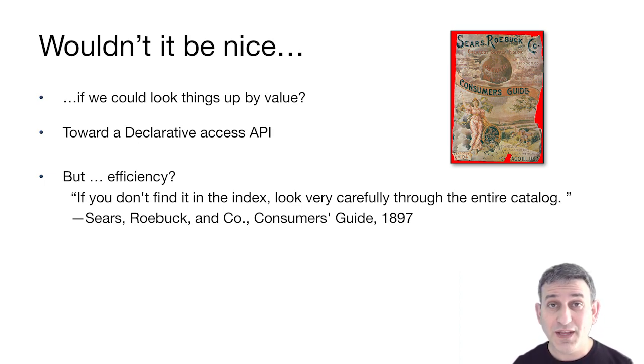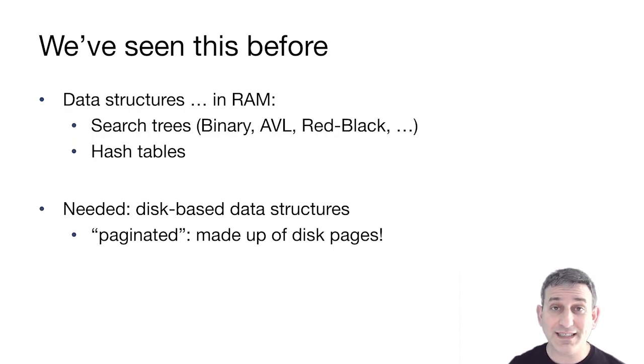It's pretty inefficient. And so we'll take an idea that goes back at least as far as the Sears Roebuck catalog, which is to build an index to allow us to find things quickly. And we will, in this case, avoid looking very carefully through the entire database. We've seen index type ideas before in our education, right? In our data structures courses, we saw indexes in RAM, things like search trees, binary trees, AVL trees, red-black trees, and so on, and also hash tables. These are data structures that allow us to do lookups without scanning through an entire data set. What we need here is some kind of persistent disk-based data structure, something that we can store on disk and use with efficient I/O to go look up things in the index.